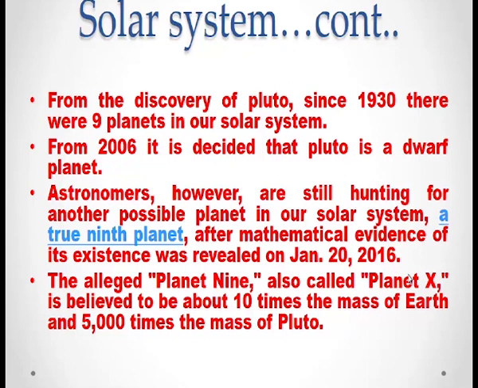This planet is believed to be about 10 times the mass of the Earth and 5,000 times the mass of Pluto. Thus, astronomers are in search of the 9th planet. So, in our solar system, 8 planets are there, and people are in search of a 9th planet according to the definition of the International Astronomical Union.